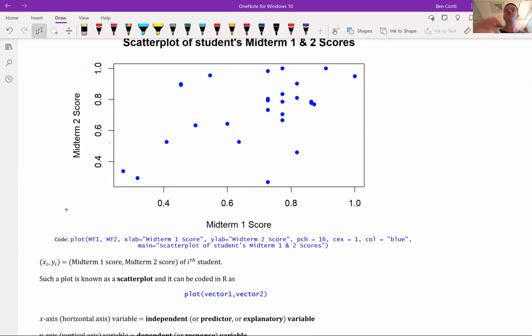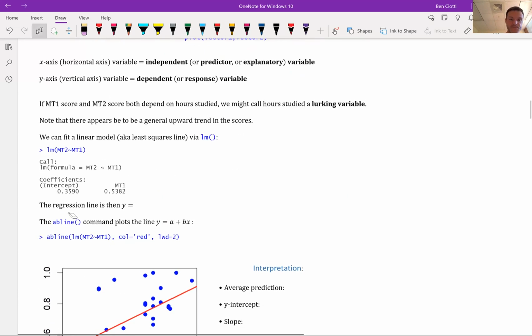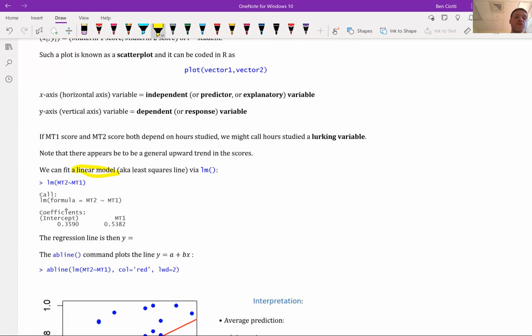Now, notice that generally, unsurprisingly, students that did better on midterm 1 also did better on midterm 2. So there's a general upward trend in the scores. And we can fit a so-called linear model or least squares line via the lm command in R. So lm stands for linear model. And if I execute lm of midterm 2 tilde midterm 1, I get the following output. Notice, by the way, that you need to put the y variable, tilde, the x variable, in contrast to the plot command. The order of the arguments in the linear model command is the reverse of that in the plot command.